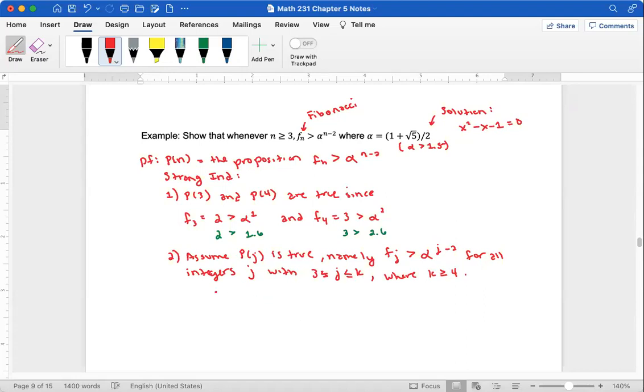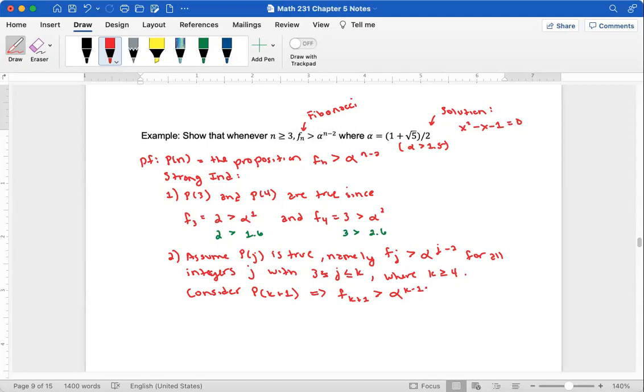All right, so let's consider the case we're trying to prove, which is P of k plus 1. That means we want to show that f sub k plus 1 is bigger than alpha to the n minus 2. If I plug in k plus 1, that becomes k plus 1 minus 2, or k minus 1. So this is what I want to show is true.